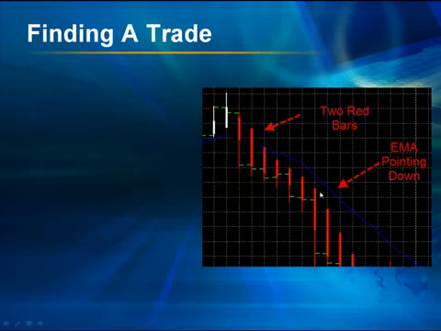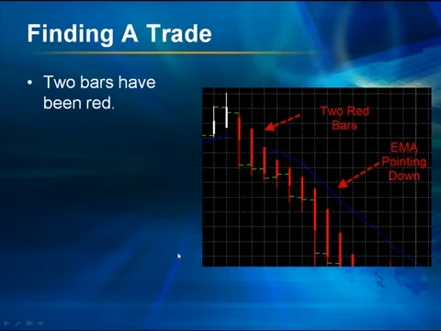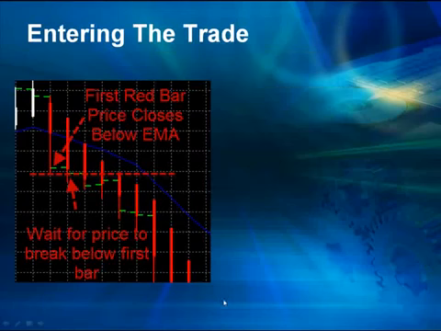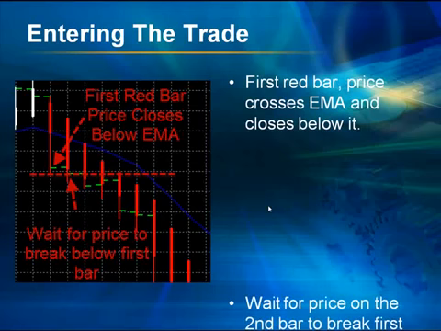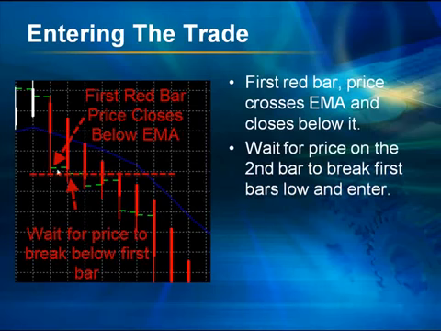So let's just take a look at this again. Finding a trade on a chart, here are two red bars, and looking at the EMA, it is pointing downward. So our criteria is established. We have two bars, and the EMA is pointing down. We need to now find our entry point. Once again, we look to see that the first bar has crossed below the EMA 14 and the price has closed below it, and that has happened in this case. Then we need to look at the second bar, and once the price of the second bar falls below the low point of that first bar, that's our entry point. So in this case, that red line drawn right there would be the entry point.